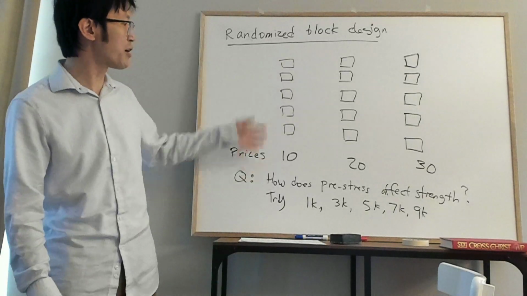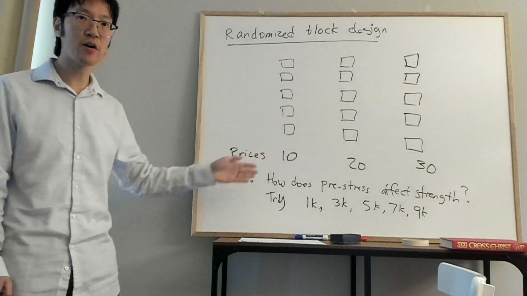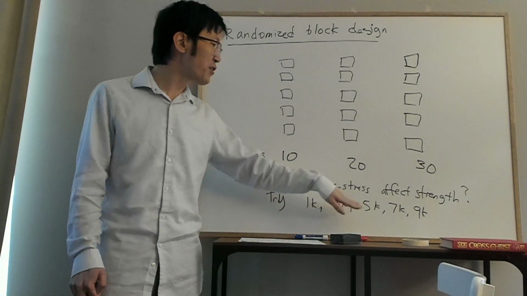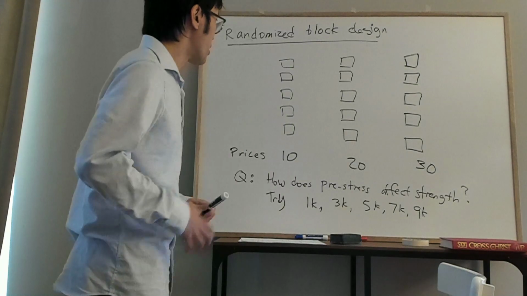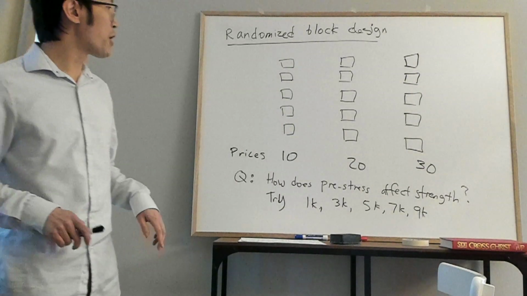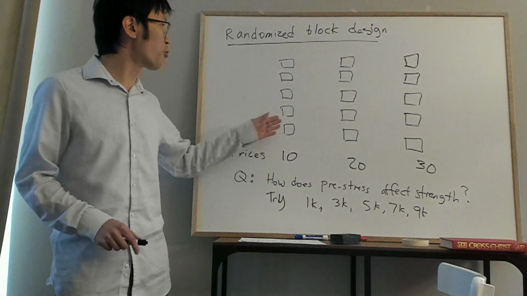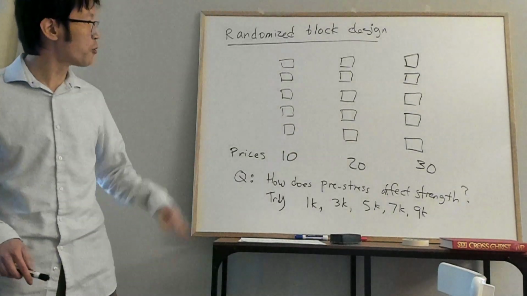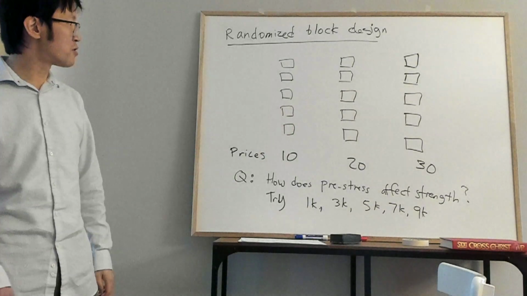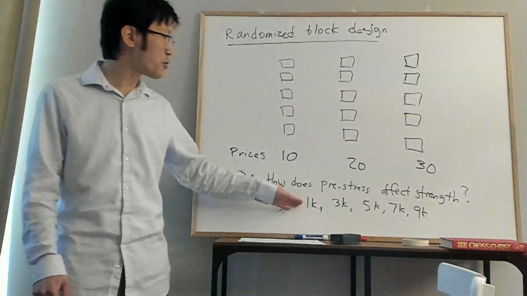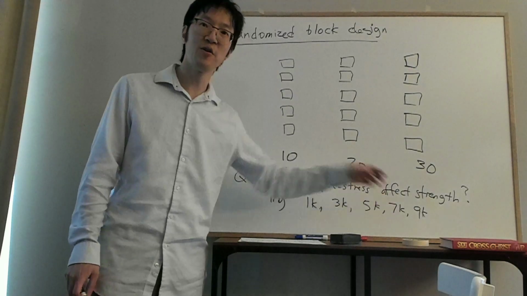Therefore, by blocking, treating these 5 of the lowest price as a block, I would want to assign these 5 load levels at random to these 5 pieces. And so that's where the randomization comes in. We randomize the application of the treatment within block so that we can control for the block-to-block variability. We know strength will get stronger as we go from cheap to expensive, and we also want to see within each block how the strength changes as we go from 1K pre-stress to 9K pre-stress.